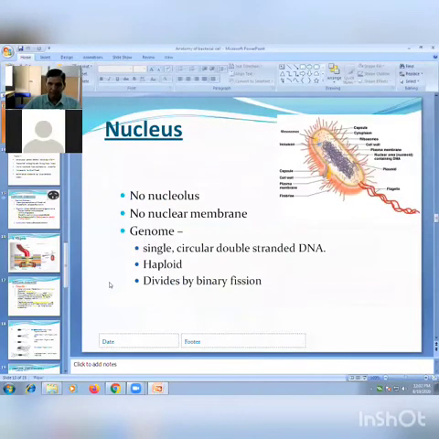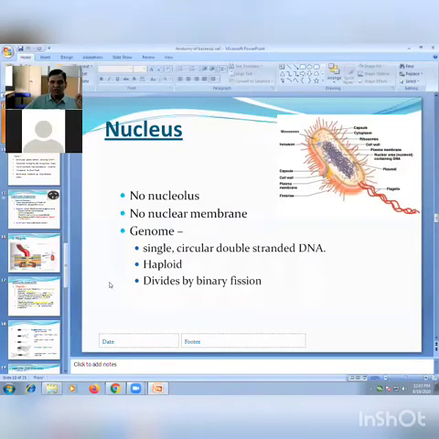The next is the genetic material, the nucleus of the bacteria. No nucleolus, no nuclear membrane. The most important difference between prokaryote and eukaryote that we learn is the absence of the nuclear membrane. Here, the nuclear membrane is absent, that's why there is no true nucleus. The genetic material is present inside the cytoplasm.